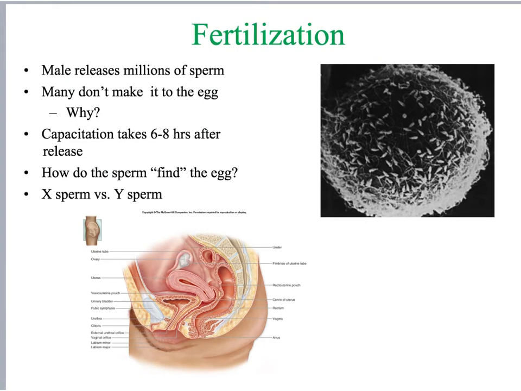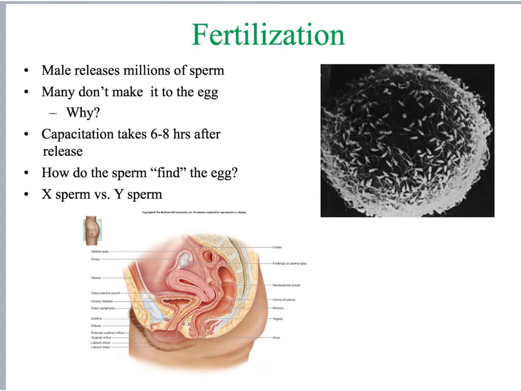Now, the first thing we have to talk about is fertilization. This is an incredible feat, especially for the sperm, if you think about how far they need to go. Now, they go about 5 inches, 4 inches. Remember, we talked about the length of the vagina in the last reproductive system lecture that I posted.